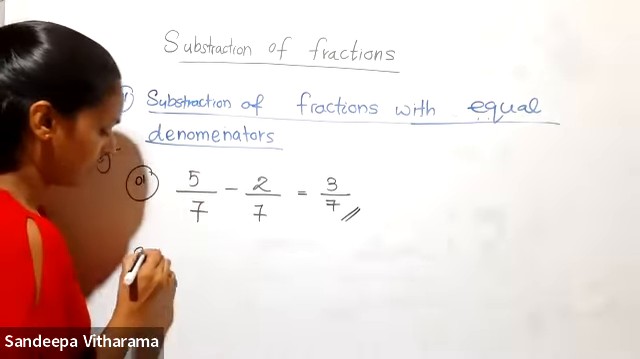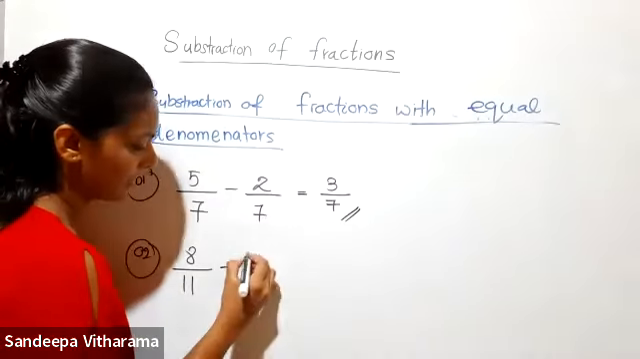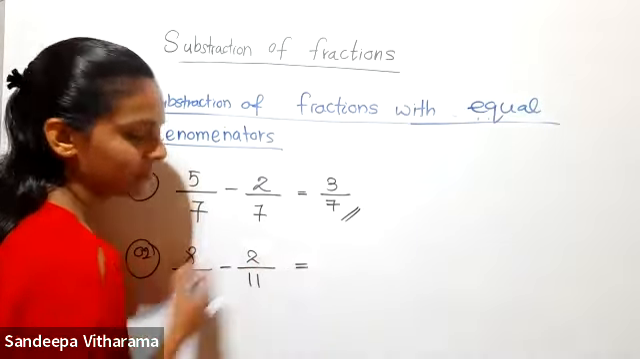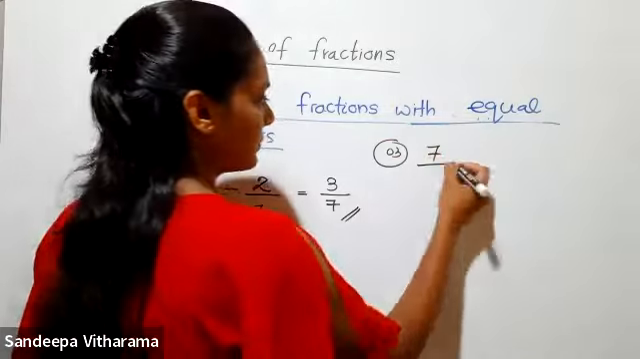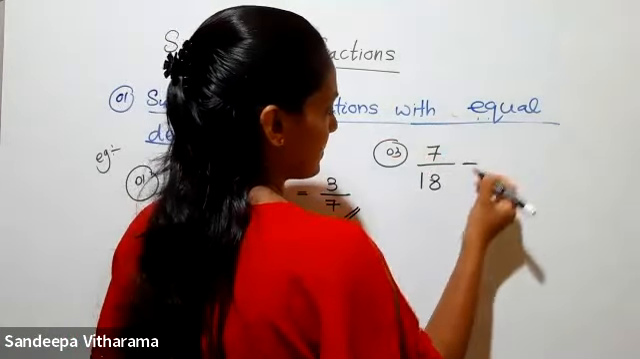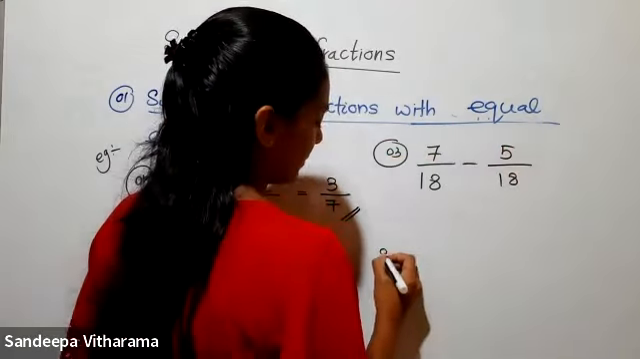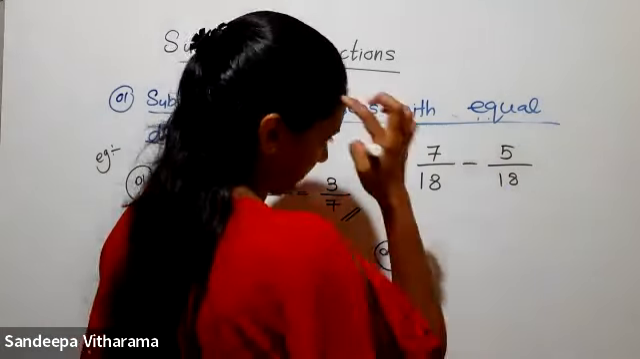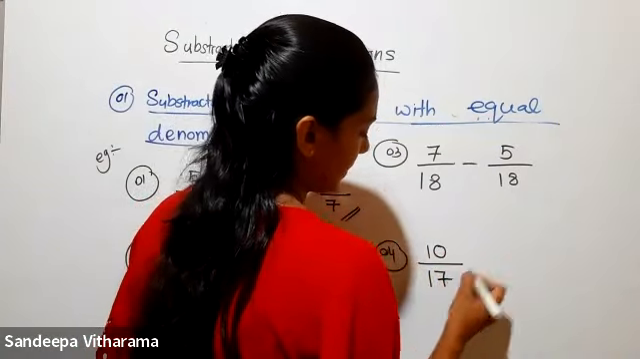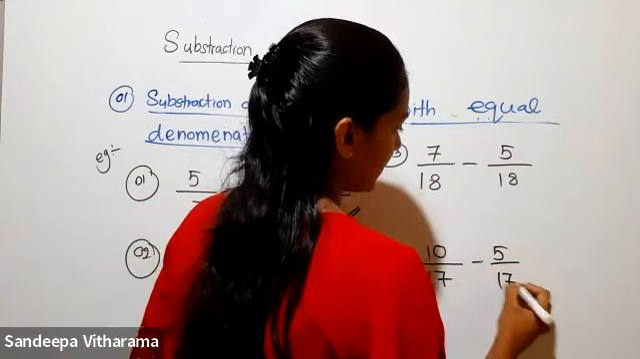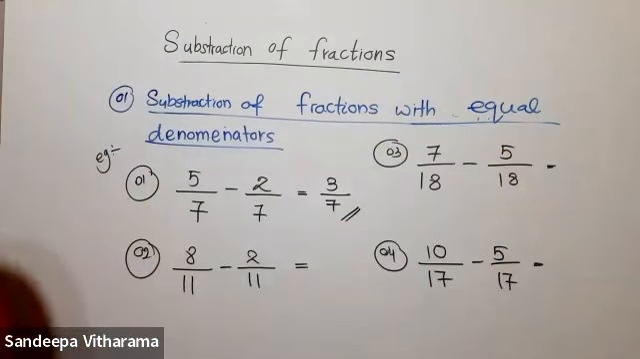Okay. Second one, 8 upon 11 subtract 2 upon 11. Okay. Third one, 7 upon 18 subtract 5 upon 18. Fourth one, 10 upon 17 subtract 5 upon 17. Okay, hurry up and simplify these very easy questions.